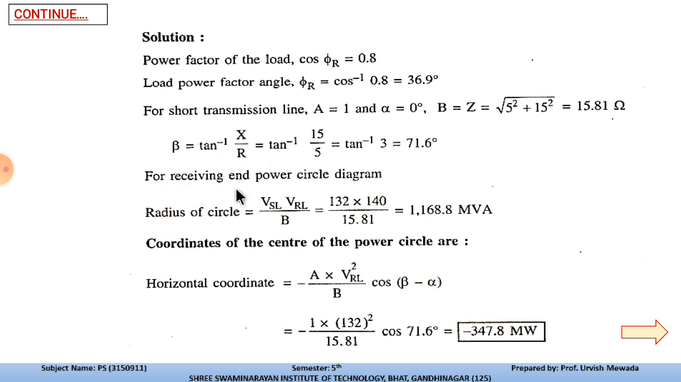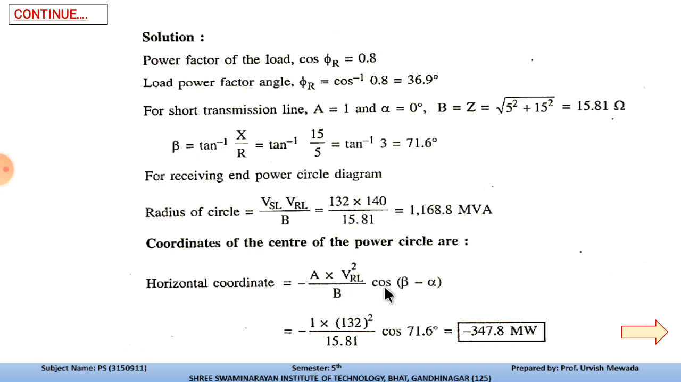For the receiving end power circle diagram, the radius is Vs into Vr by B. We are drawing this at the load side, so VS into VR divided by B. VS is given as 132, the receiving end voltage is given as 140, and B we calculated as 15.81. So the radius of the circle will be 1168.8 MVA.